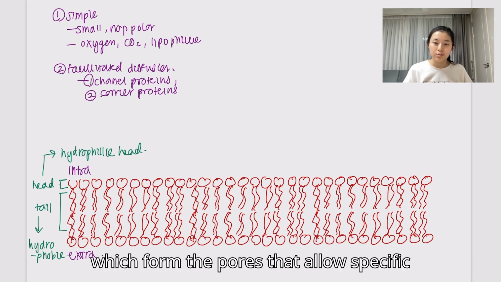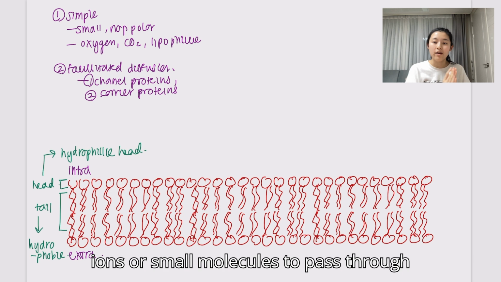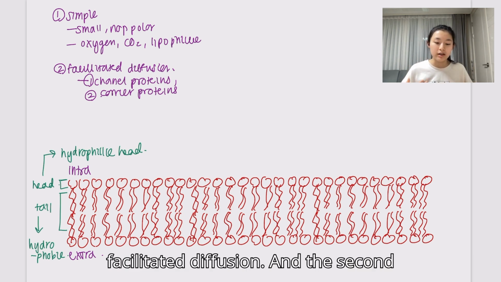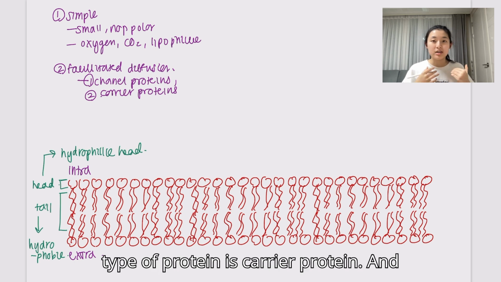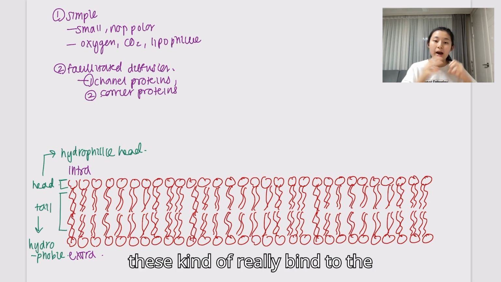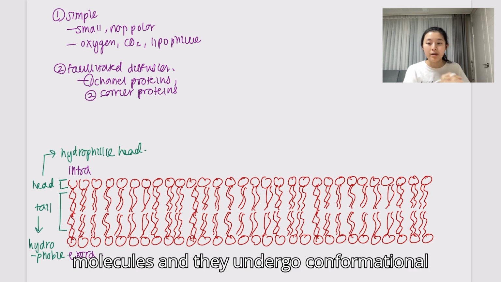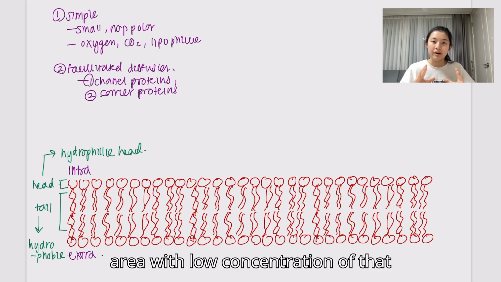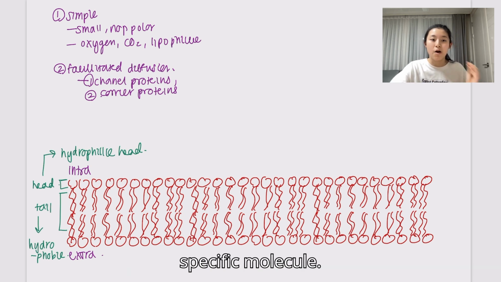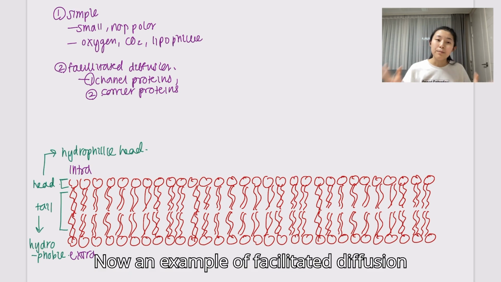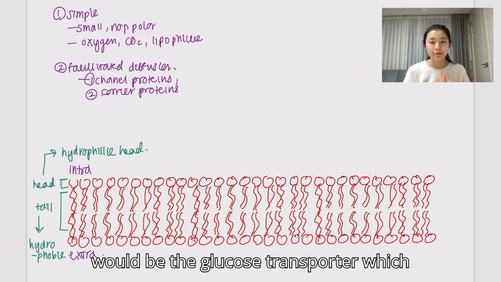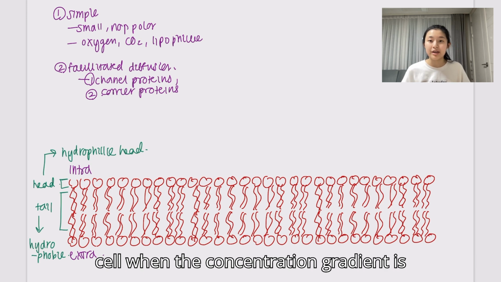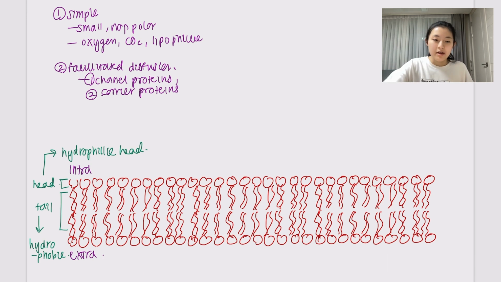Now, channel proteins, which form the pores that allow specific ions or small molecules to pass through, are very extensively used in facilitated diffusion. And the second type of protein is carrier protein, and these bind to the molecules, undergo a conformational change, and then release the molecule on the other side of the membrane, the area with low concentration of that specific molecule. Now, an example of facilitated diffusion would be the glucose transporter, which helps glucose move down into the cell when the concentration gradient is higher outside the cell.